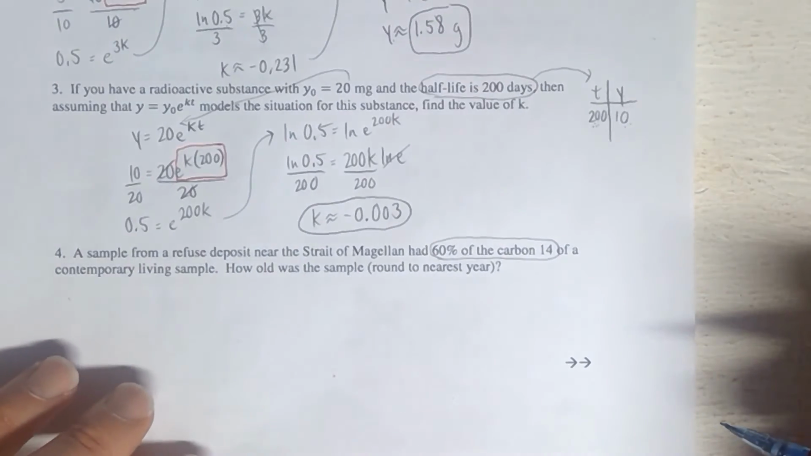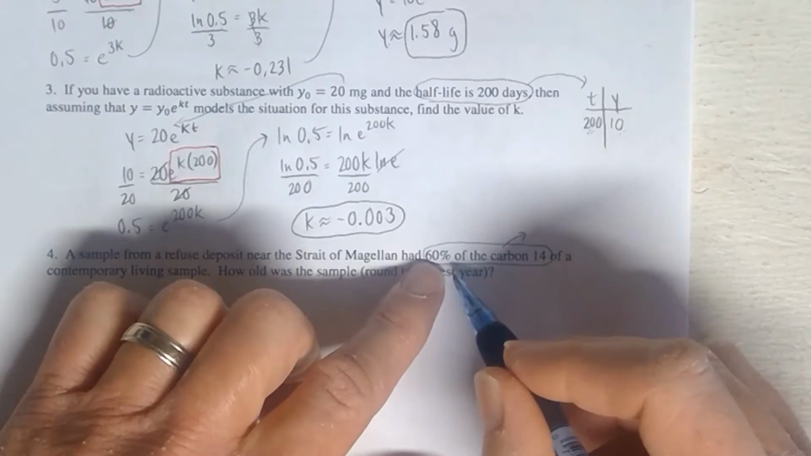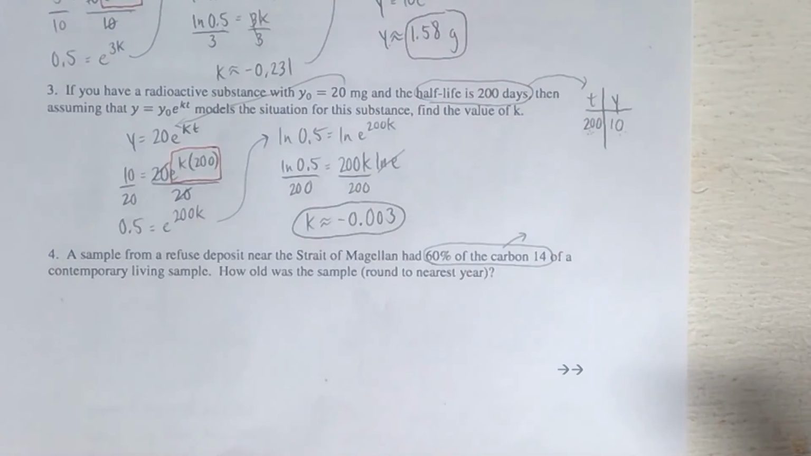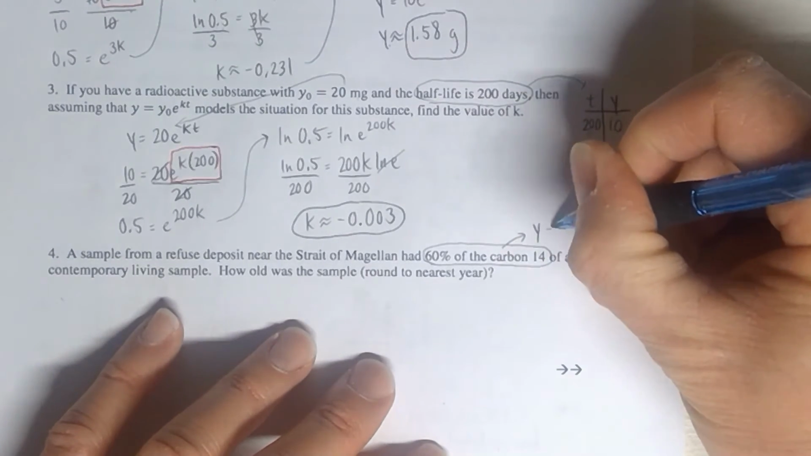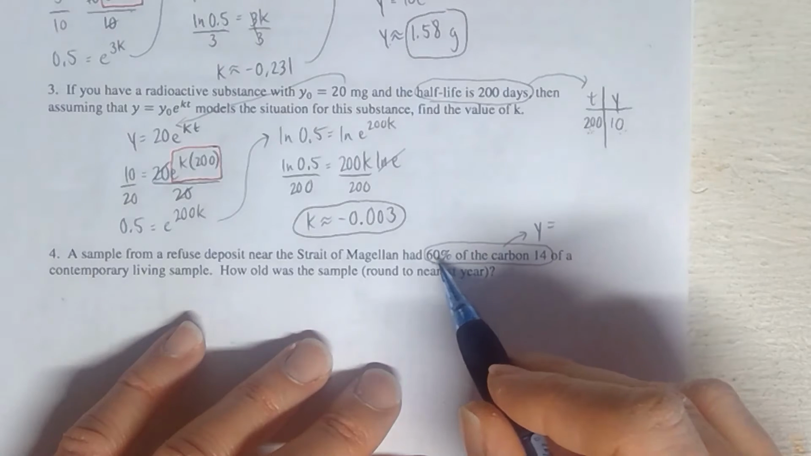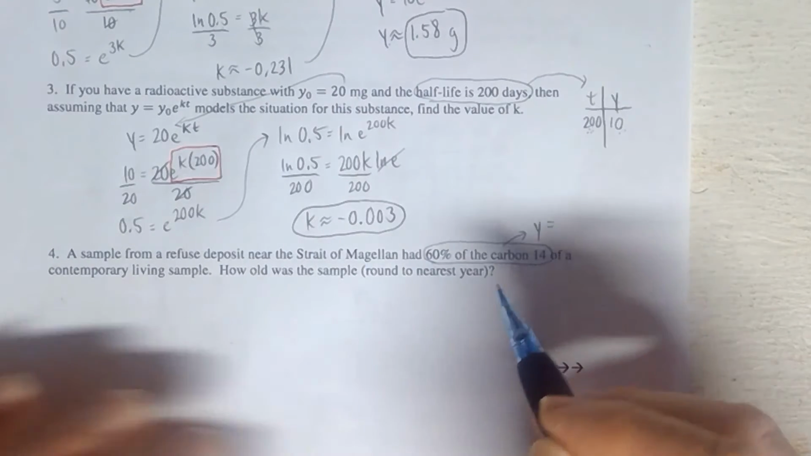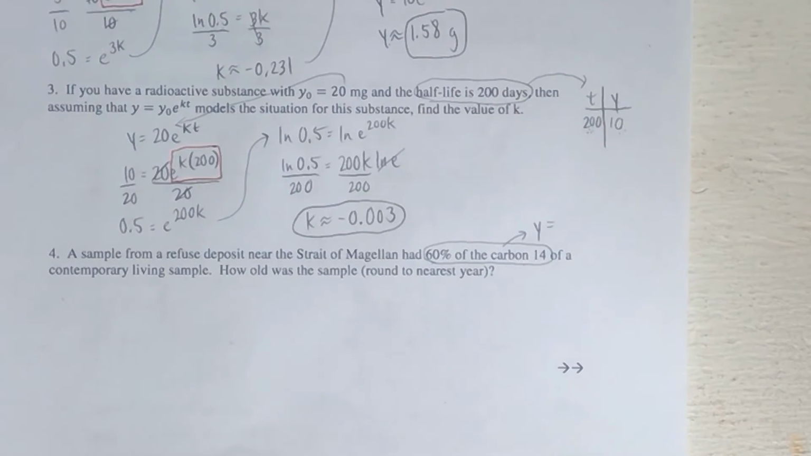What they're saying here is that the actual amount of the substance, which is Y, as you guys know, is, in other words, Y equals 60% of the original amount. And I know it's the original amount because a living being, when it's still alive, still has all of its original carbon-14.